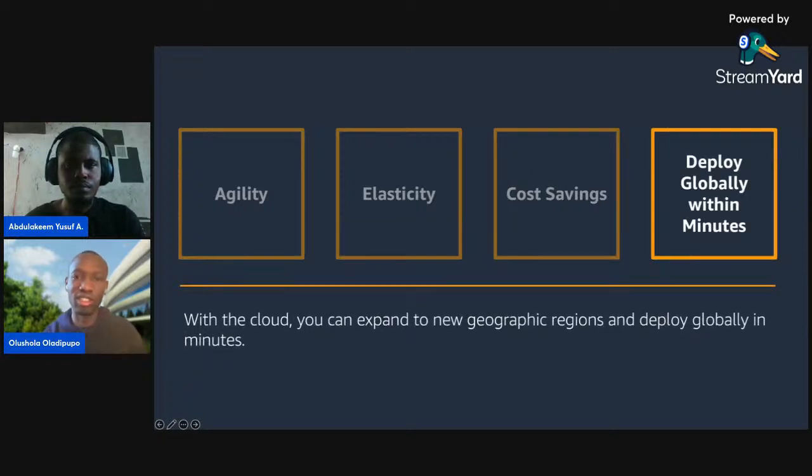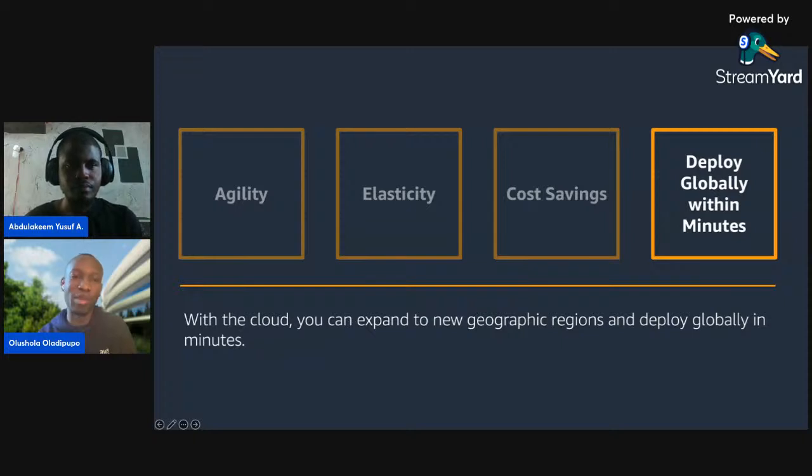And the last benefit is deploy globally within minutes. Now, with AWS trusted global infrastructure, the regions, the availability zones, customers can deploy their workloads in a matter of minutes, close to where their customers are in different parts of the world with just a few clicks.